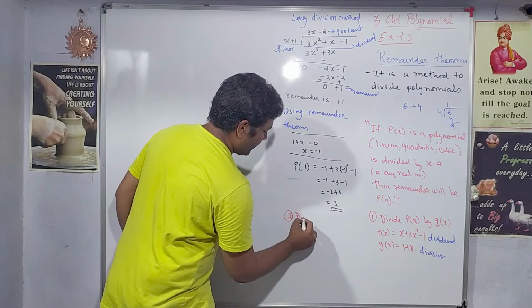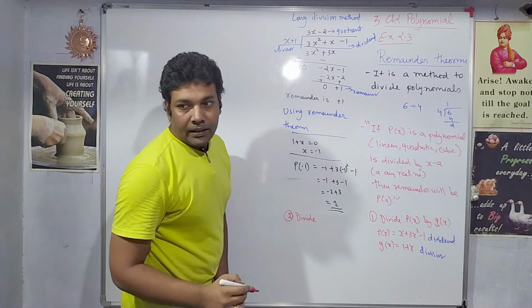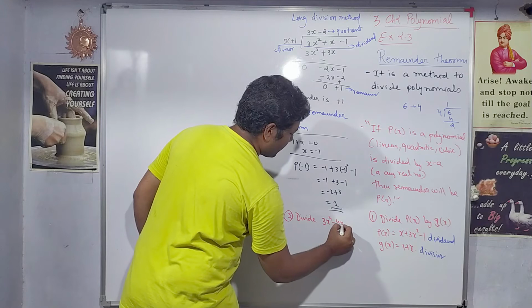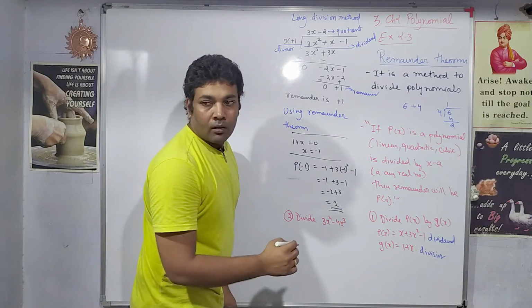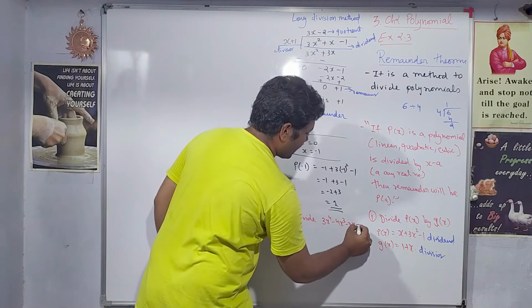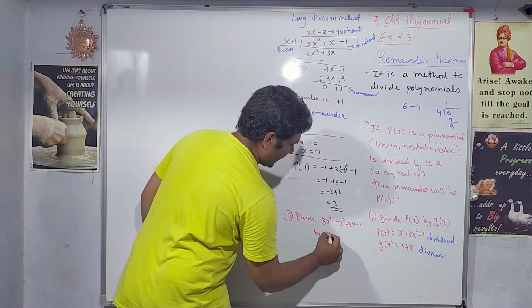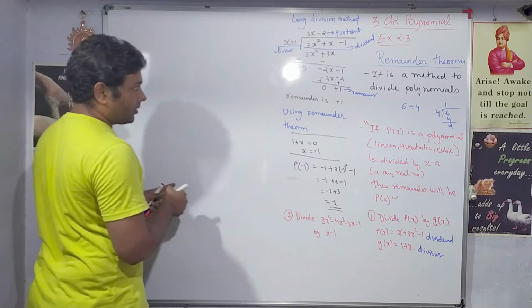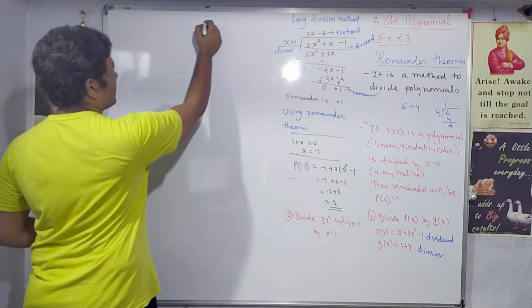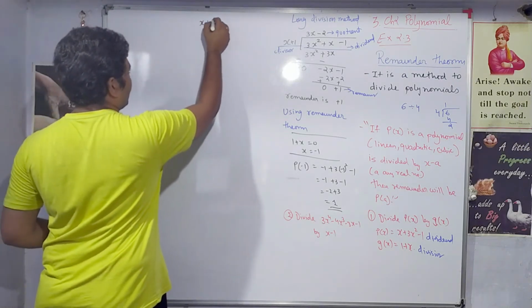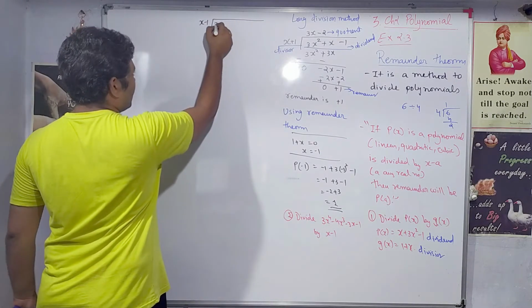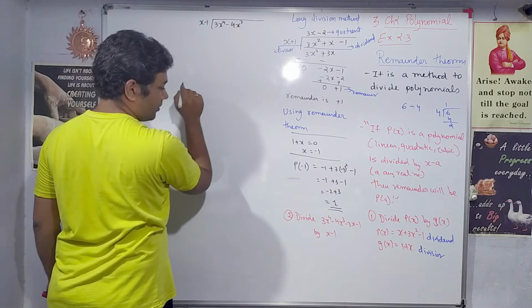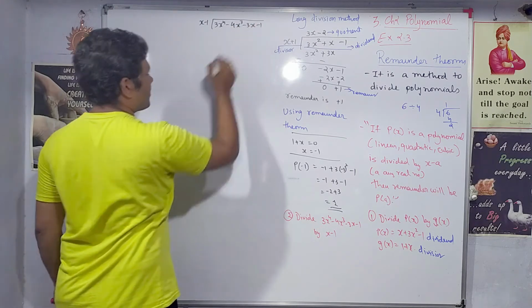Next question I have is divide 3x to the power 4 minus 4x cube minus 3x minus 1 by x minus 1, right? So again, first we'll use a long division method. So let us start using a long division method. x minus 1, 3x^4, 4x cube, minus 3x minus 1, right?